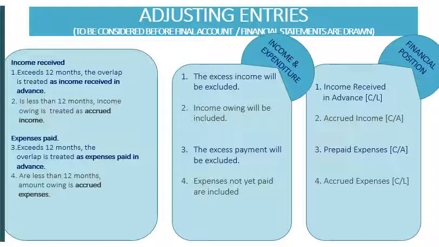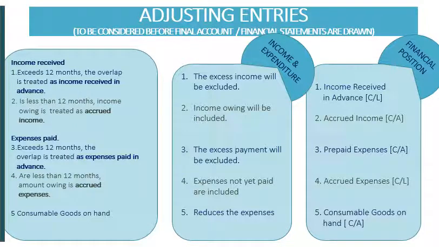For consumable goods on hand, in the income and expenditure, they will reduce the expenses, while on the position statement, they will be shown as consumable goods on hand, treated as a current asset. Membership fee written off, we've already seen that they are treated as a credit loss expense in the income and expenditure.